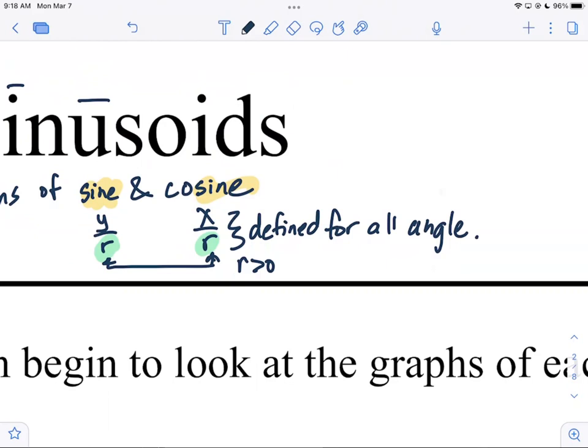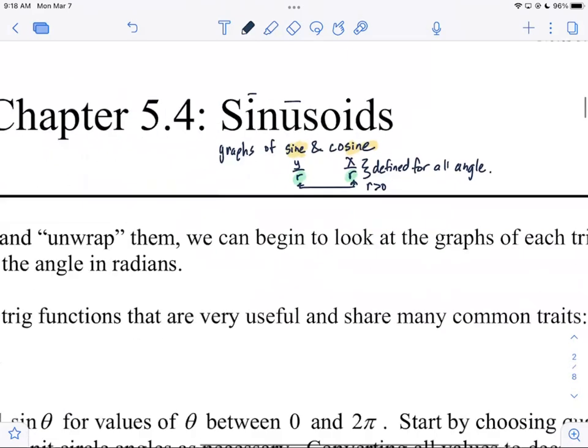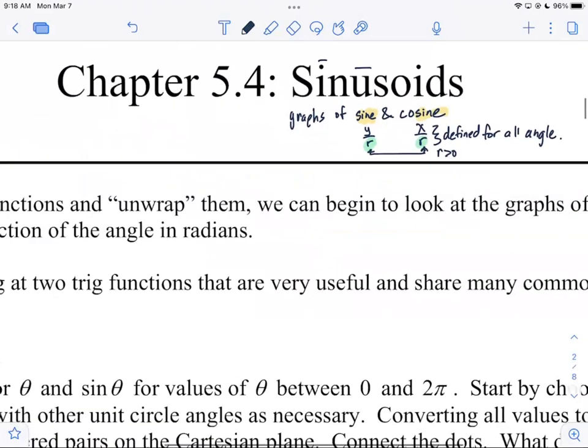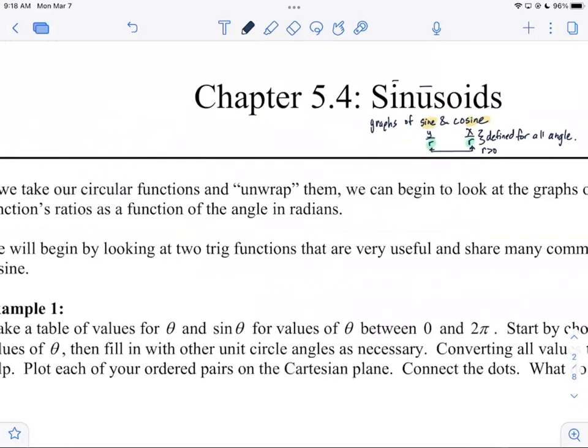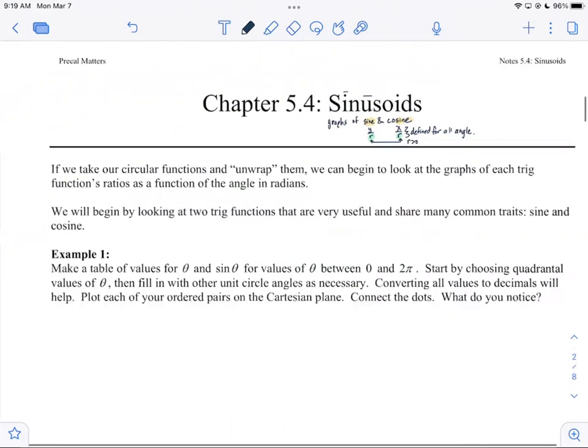All right. Now, when we take these independently, what we're doing is we're unwrapping them from the unit circle, and we're still letting theta be our independent variable. But instead of going round and round and stopping, we're going to unwrap it and lay it flat on the x-axis. And so now our angles are going to run out to the right, and on the y-axis, we're going to graph what the sine value and the cosine value are.